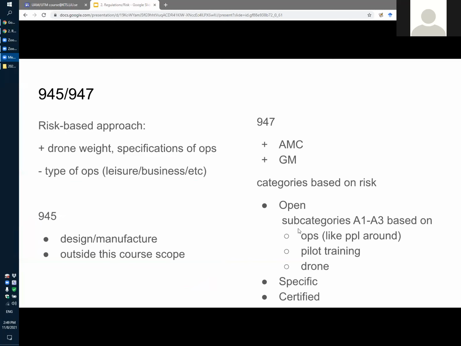So open is the simplest category, lowest risk. It is also divided into a few subcategories based on what kind of operations, what kind of pilot, what kind of drone. We don't go into details. You know where to find them. We will go into some details again to show you a specific place of where to find something. But anyway, so these are low risk. I'll have a picture on the next slide. These are a bit higher risk, a very wide set of operations. We'll go into details. And certified is, well, very high risk. You really have to be certified. You have to be like conventional aviation.